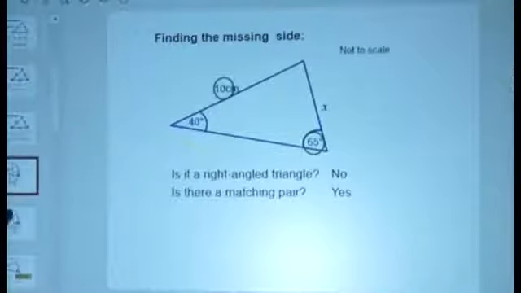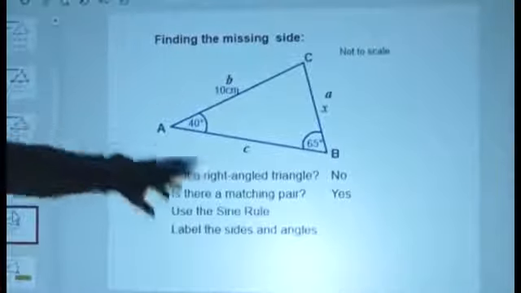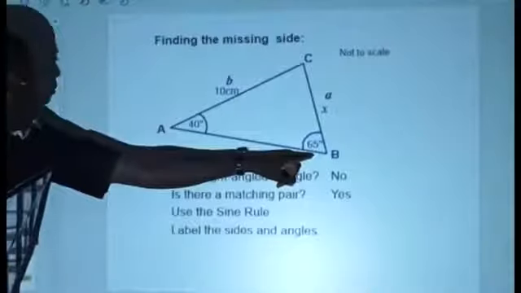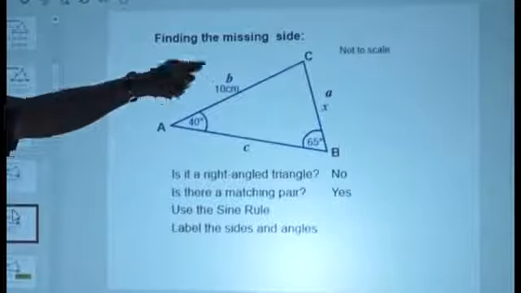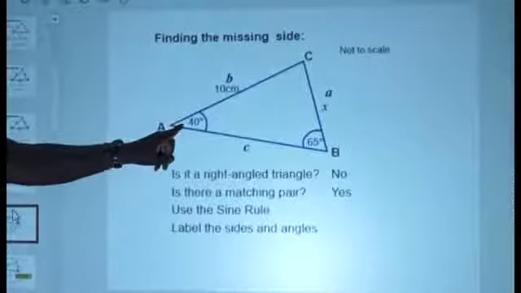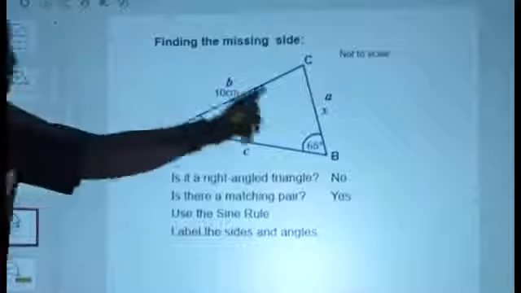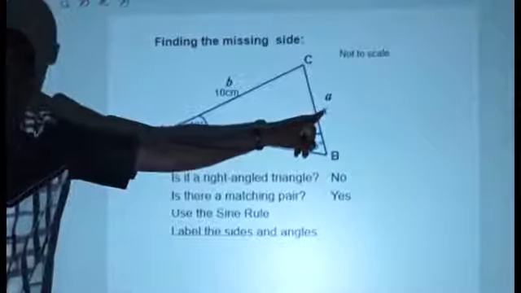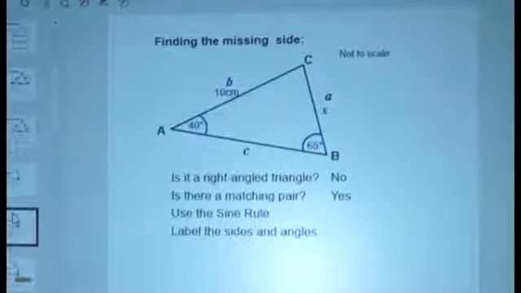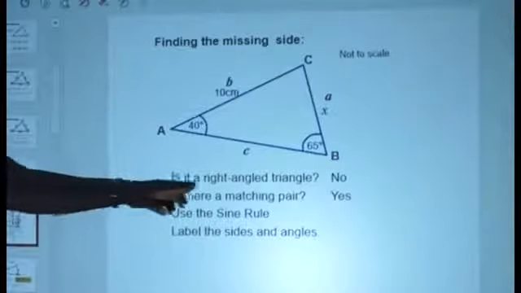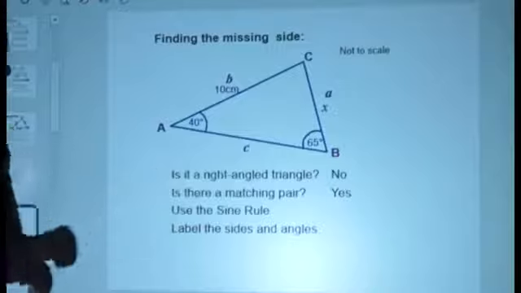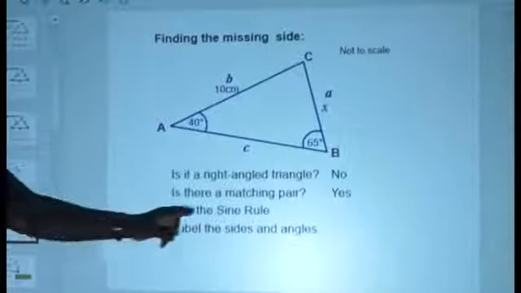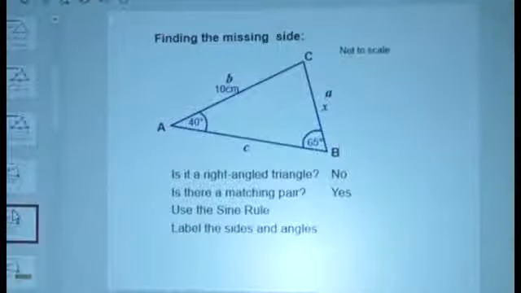Then we will now need to label them. The angle given here, we label it as B. The side will now be small letter b. The angle given here is labeled as letter A. And the side that we are looking for will now be labeled as small letter a. Is it a right angle triangle? No. Is there a matching pair? Yes. Use the sine rule, label the sides and angles.